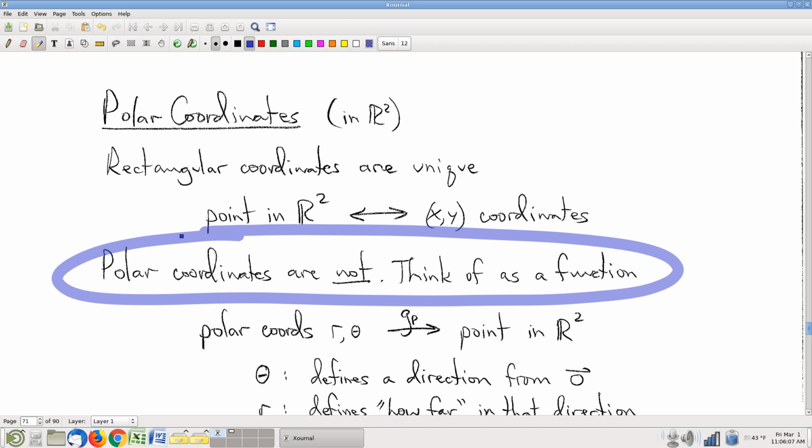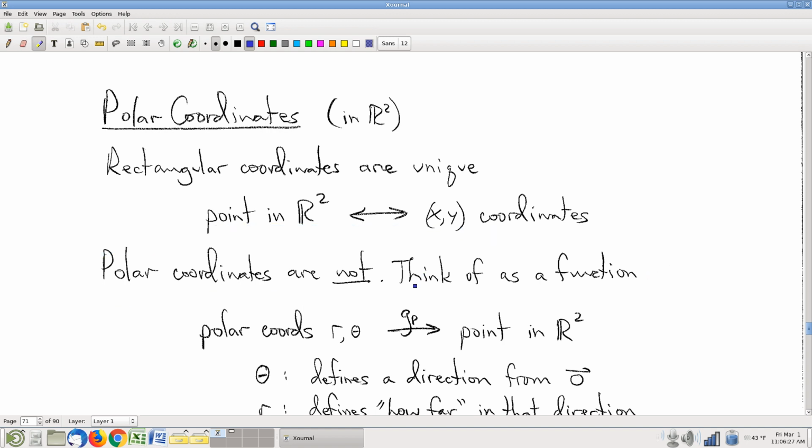Polar coordinates, very importantly, it's not really quite true. It is not the case that for every point there is exactly one set of polar coordinates. It is true that for every point there is exactly one set of rectangular coordinates, not polar. So the coordinates word even is a little uncomfortable, but anyway, that's how people talk about it.